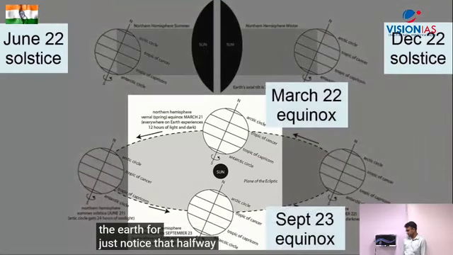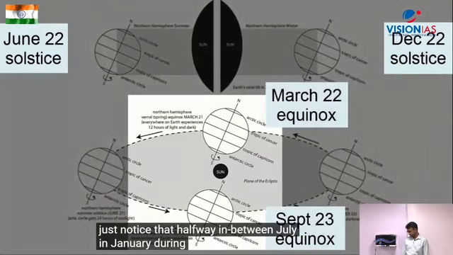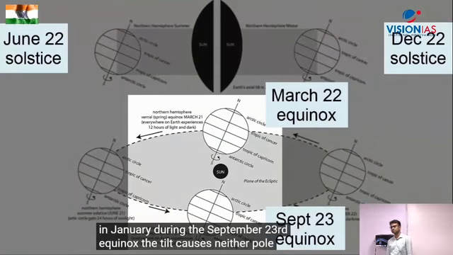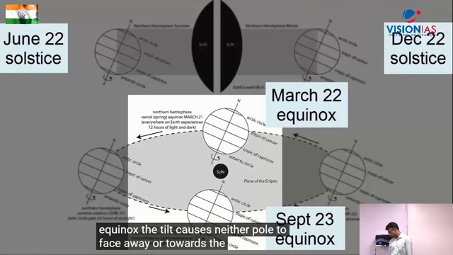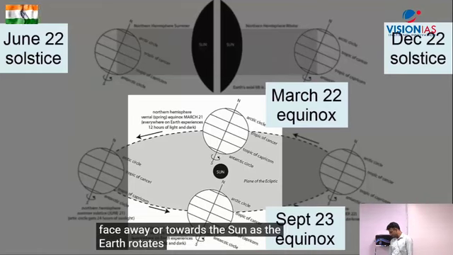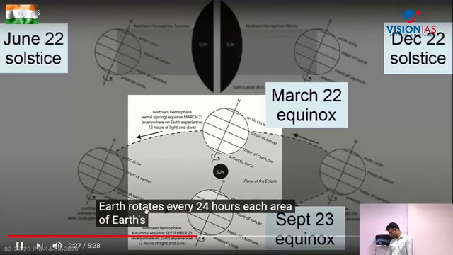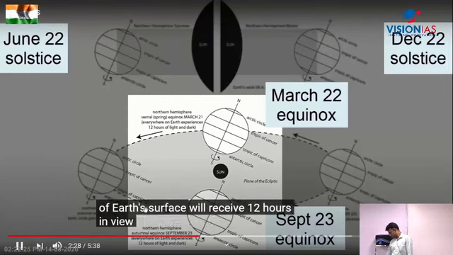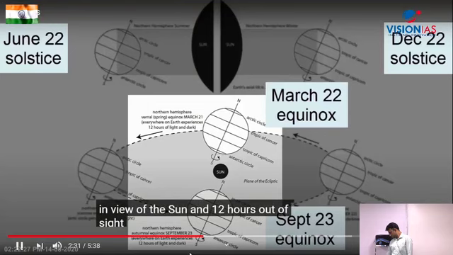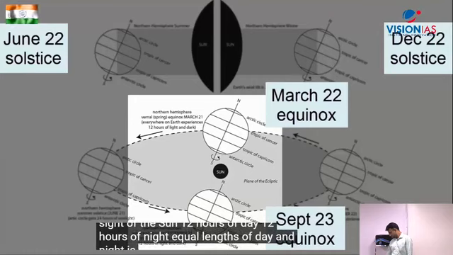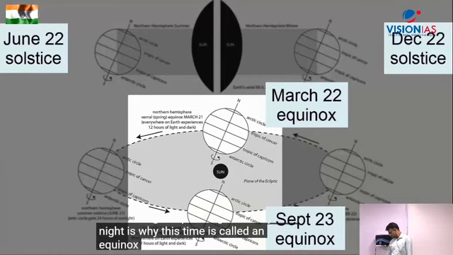First, notice that halfway in between July and January, during the September 23rd equinox, the tilt causes neither pole to face away or towards the sun. As the Earth rotates every 24 hours, each area of Earth's surface will receive 12 hours in view of the sun and 12 hours out of sight of the sun, 12 hours of day, 12 hours of night. Equal lengths of day and night is why this time is called an equinox.